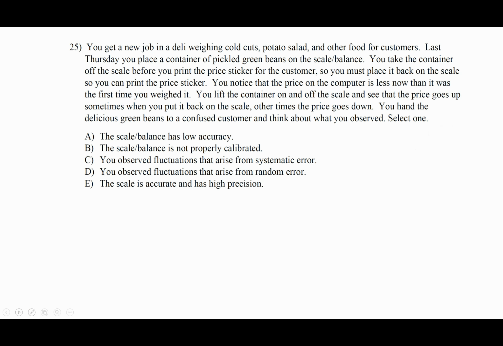You get a new job in a deli weighing cold cuts, potato salad, and other food for customers. Last Thursday, you placed a container of pickled green beans on the scale/balance. You take the container off the scale before you print the price sticker for the customer, so you must place it back on the scale so you can print the price sticker. You notice that the price in the computer is less now than it was the first time you weighed it. Remember, that price is reflective of its mass, right? The heavier your pickled green beans are, the more you have to pay for them. You lift the container on and off the scale to see the price goes up sometimes when you put it back on the scale, and other times it goes down. You hand the delicious green beans to a confused customer and think about what you observed.